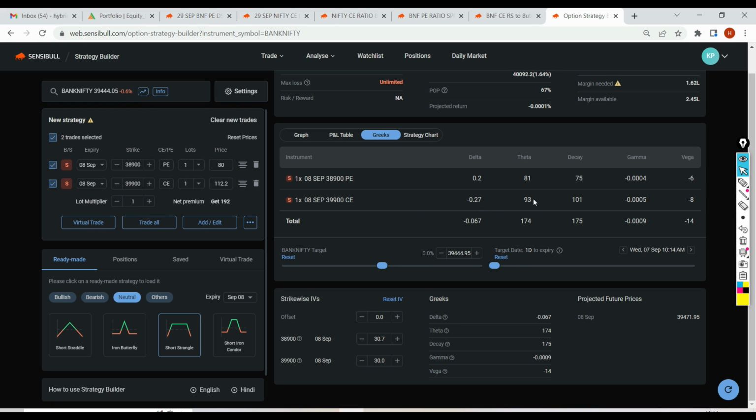If you look at the IV, both your 38,900 and 39,900 have a similar IV, 30 and 30, right? Tell me one thing, what did I say? Whenever the IV is high, your premium should be high. So what is the premium of 38,900 here? 80 rupees. And what is the premium of 39,900? 112. But the IV is more or less the same.